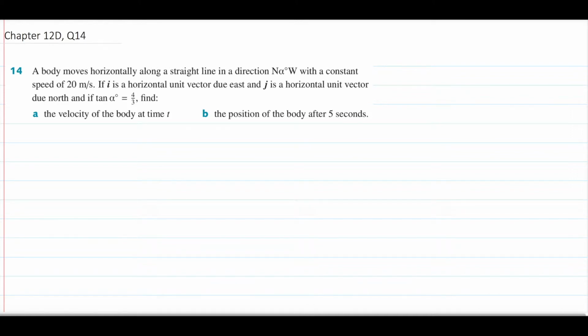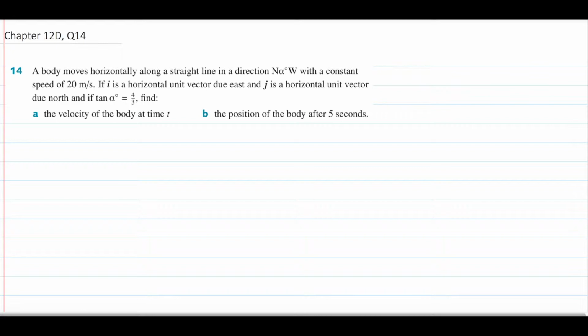Today we are doing chapter 12D, question 14. So this is once again in your vector calculus projectile motion subtopic slash chapter. And this question right here is actually a very tricky one. And if you don't know your trigonometry rules, complementary angles properly, this could be a bit of a challenge, okay?